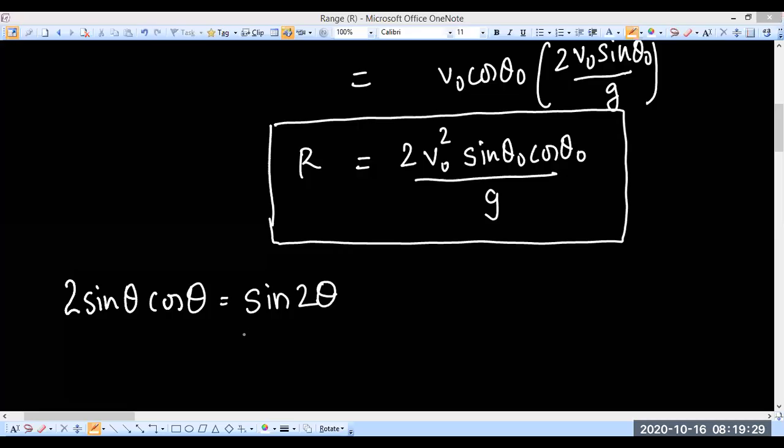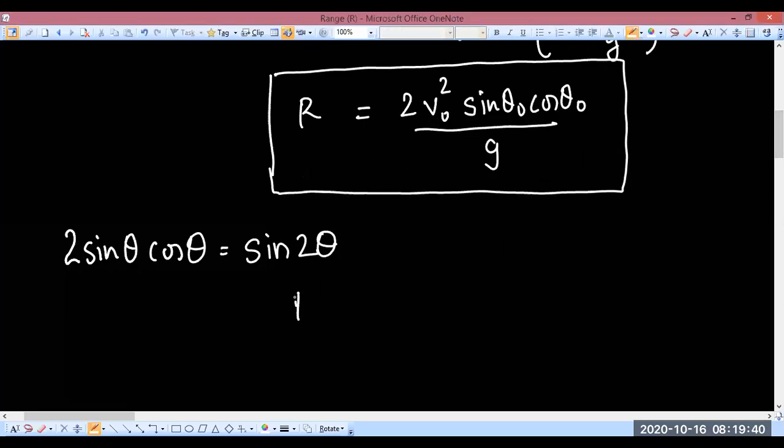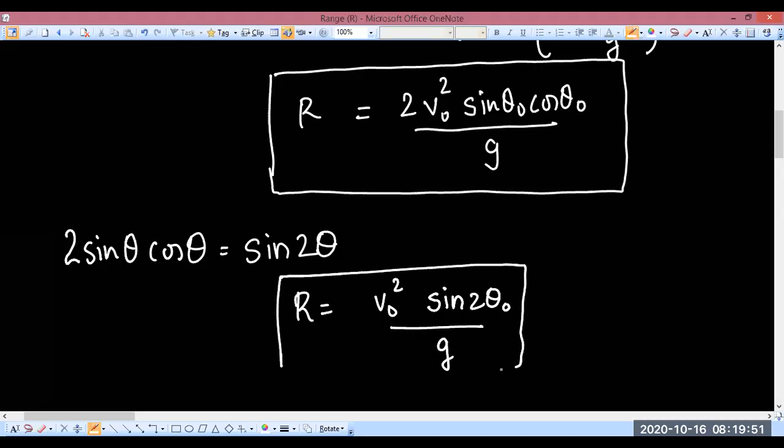Okay, so 2 sin theta cos theta is equal to sin 2 theta is a formula of trigonometry, right? So if you use that here, you get r is equal to v0 square sin 2 theta 0 by g. We have used this formula.